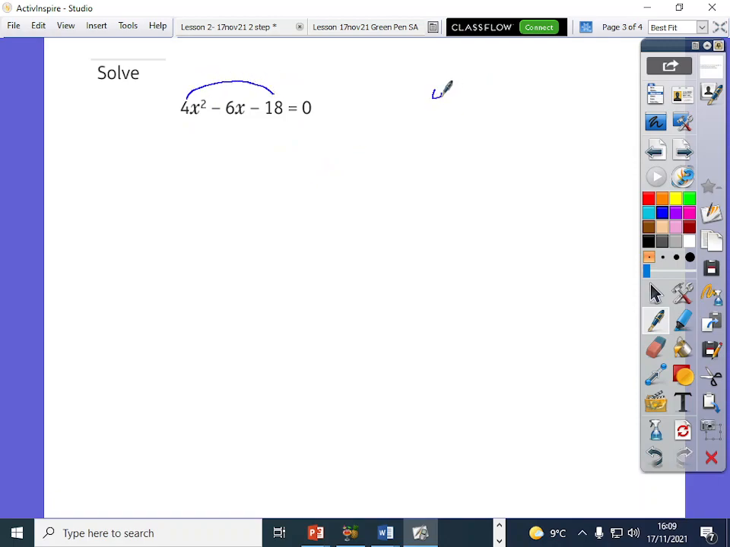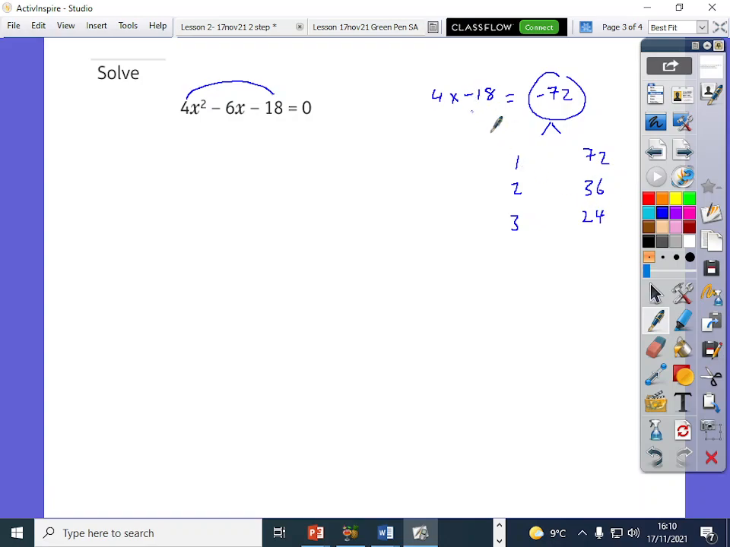Okay, so 4 times minus 18, that will give me minus 72. And then once you've got the minus 72, you need to break this down into two numbers which times together give me minus 72 and add together to give me minus 6. So first of all, let's just break this down. 1 times 72, 2 goes into it, 36. Okay, does 3 go into it? Yes, it does. If you do 72 divided by 3, you're going to get 24, so that's 3 times 24.